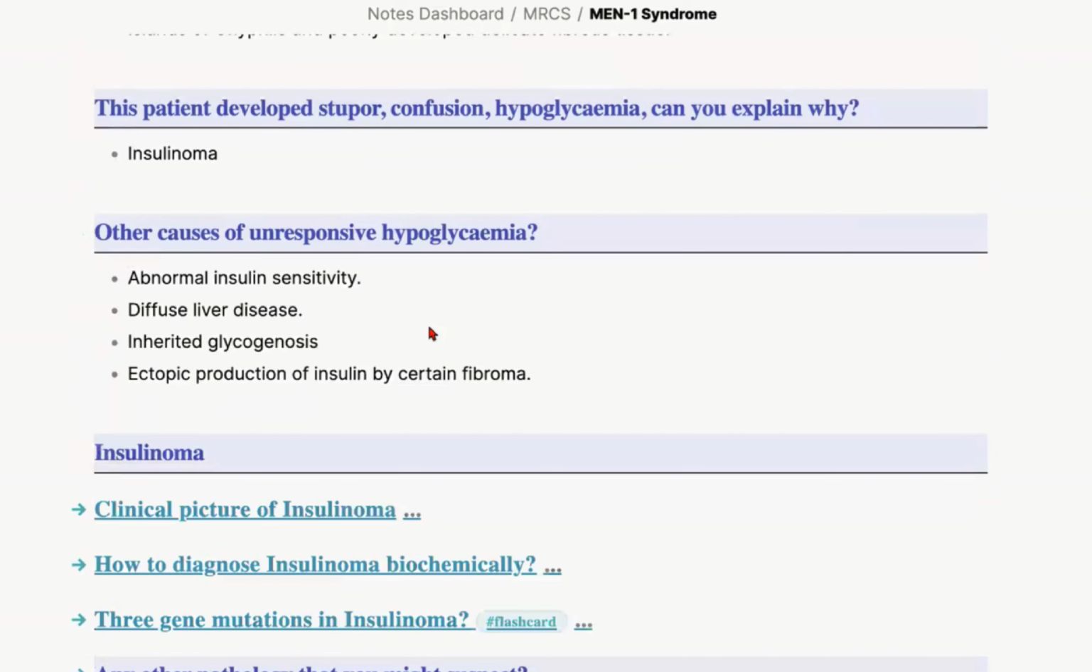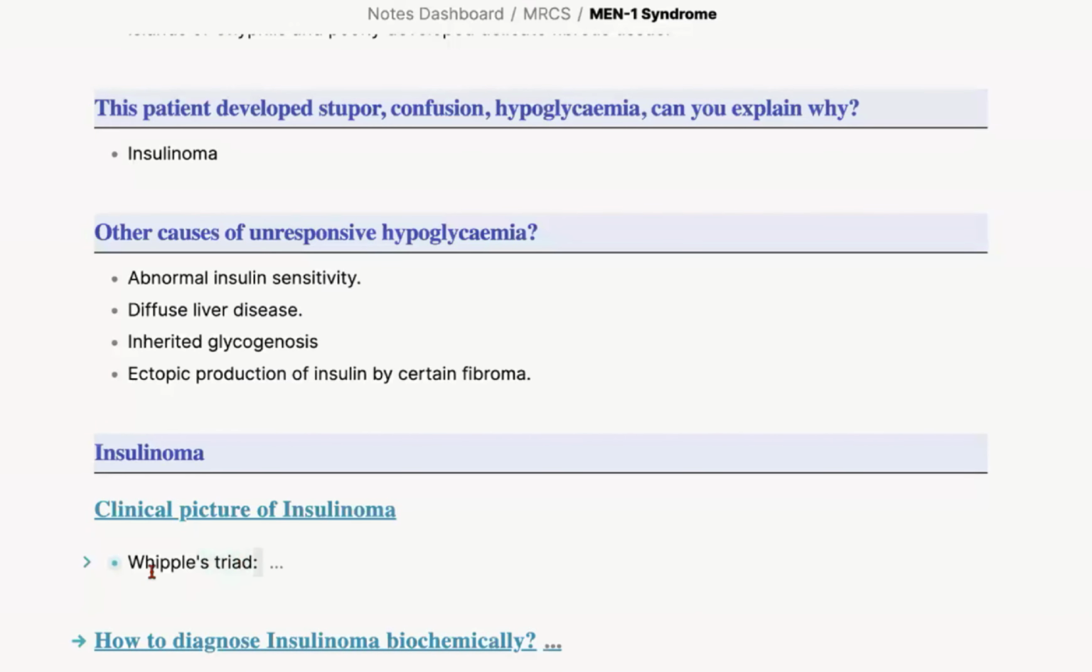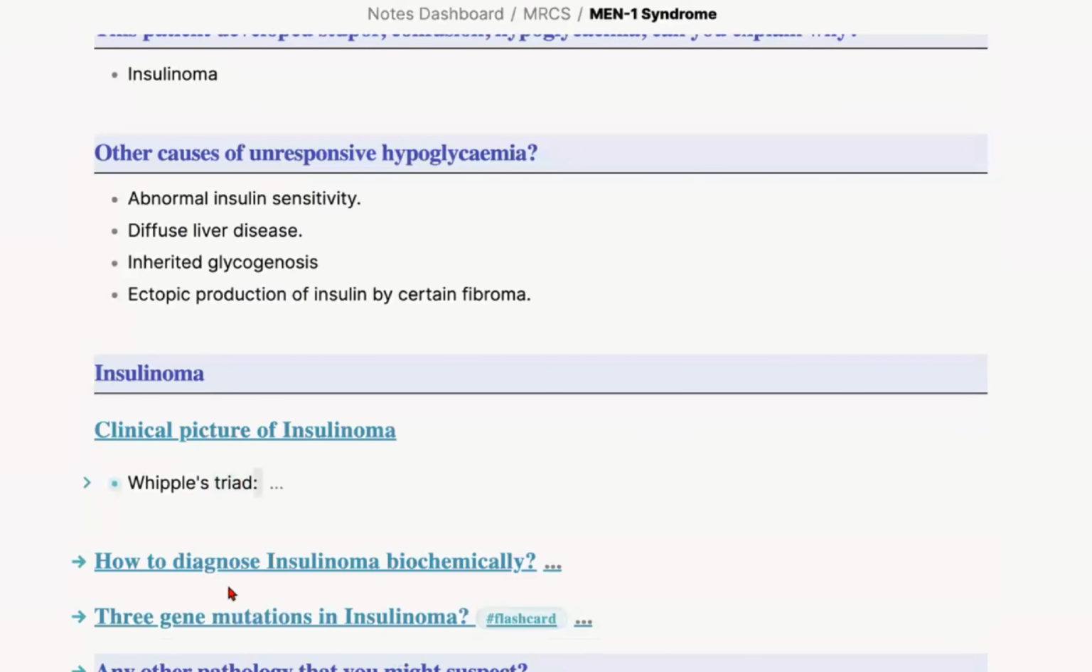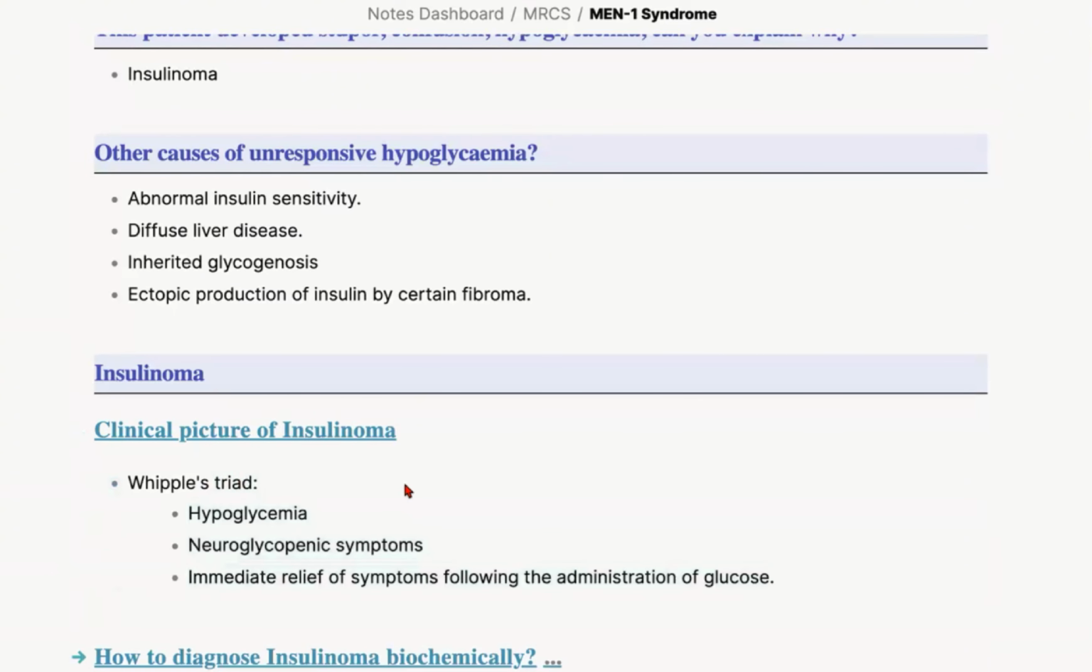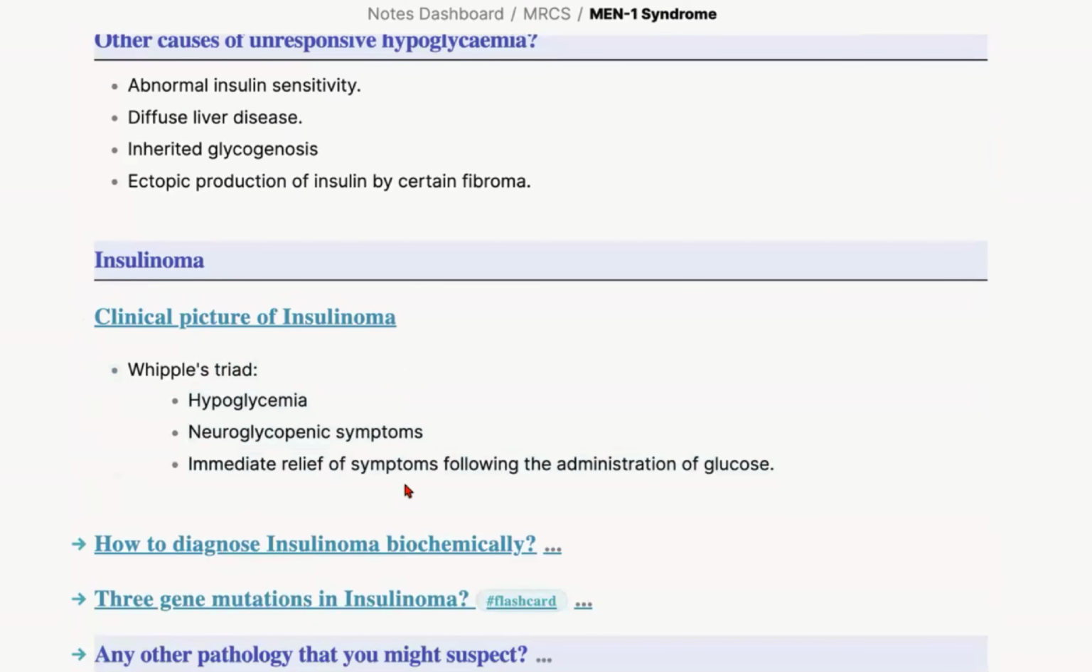In terms of insulinoma, what is the clinical picture of insulinoma? So the clinical picture of insulinoma is hypoglycemia, which we usually will see hypoglycemic symptoms, some central nervous system symptoms like confusion, stupor, coma, and even at some point unconsciousness as well. Anything else? Sorry, yeah. How would you diagnose insulinoma biochemically? So biochemically, we will check for insulin to glucose ratio, plasma insulin levels, plasma C-peptide, and also proinsulin levels as well.